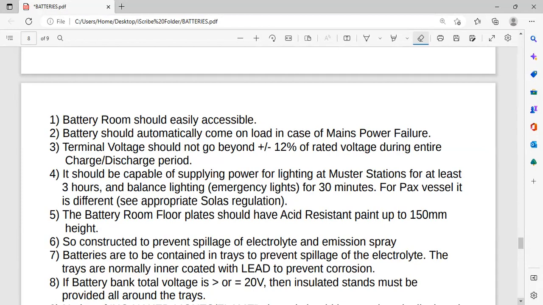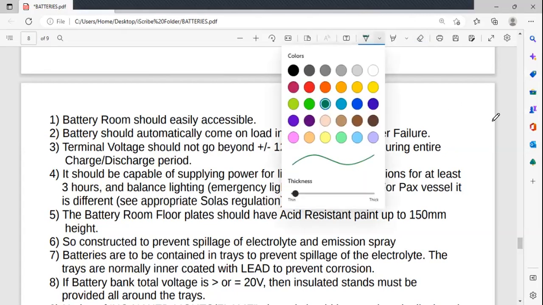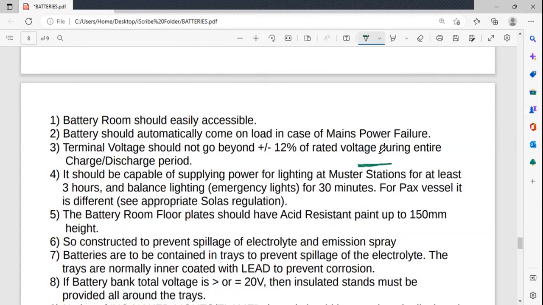Point number 5, the battery room floor plate should have acid resistance paint up to 150 mm height. Now, what are they talking about this paint? Generally we have the deck green, and I'm going to indicate that deck green over here. The chief officer uses ordinary paint. That is why I said deck green. Now, this is not acid resistance paint.